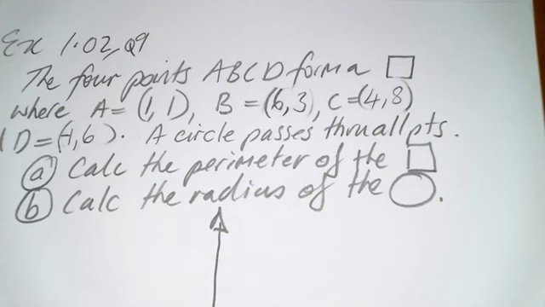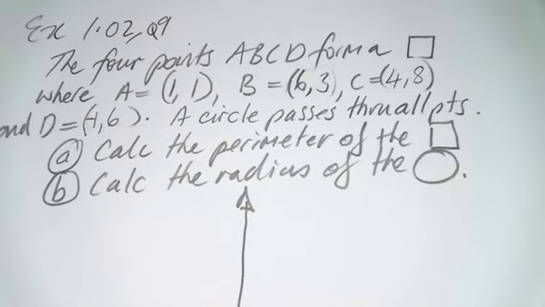Right, exercise 102.9. Question 9, sorry. The 4 points ABCD form a square. A, B, C, and D were given, and a circle passes through all the points. So we're asked to calculate the perimeter of the square and calculate the radius of the circle.